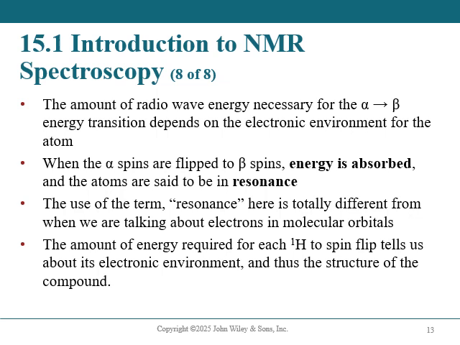The amount of radio wave energy necessary for that alpha to beta energy transition depends on the electronic environment of the atom. When the alpha spins are flipped to beta spins, energy is absorbed and the atoms are said to be in resonance. We use the term resonance here, and it's going to mean something completely different to the resonance we saw from benzene and all these different things that we've seen so far. We're talking about the alpha to beta flip. That's what we call being in resonance with regards to NMR spectroscopy. The amount of energy required for each proton to spin flip tells us about its electronic environment and thus the structure of the compound.